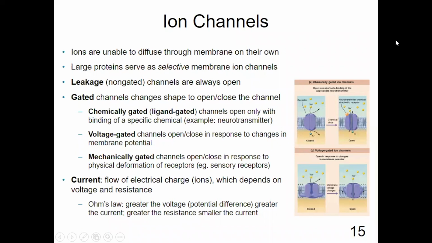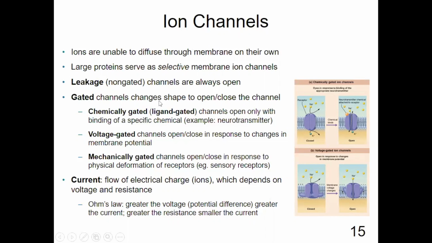Ions are unable to diffuse directly through a cell membrane. Instead, for an ion to cross the cell membrane to either enter or leave the cell, they need some way to get across. So we have large transmembrane proteins called ion channels that can open and close to allow ions to flow across the cell membrane. These ion channels are tightly regulated.